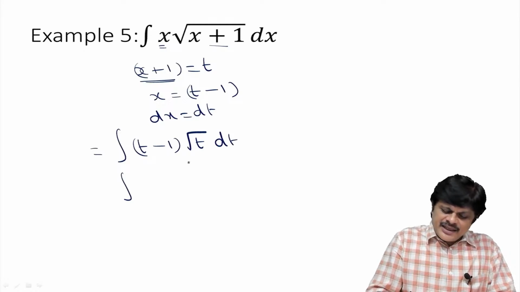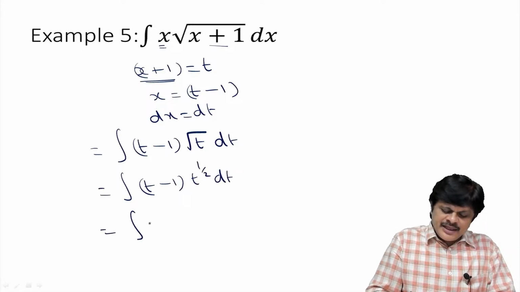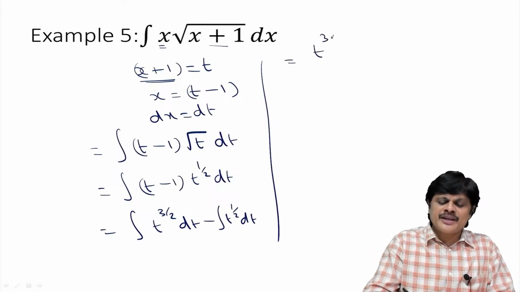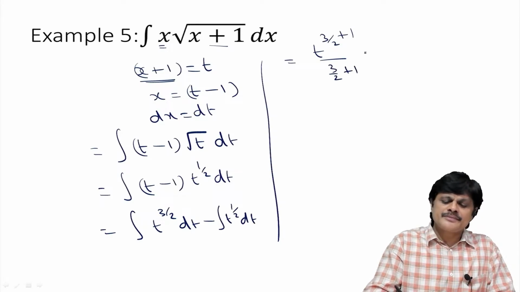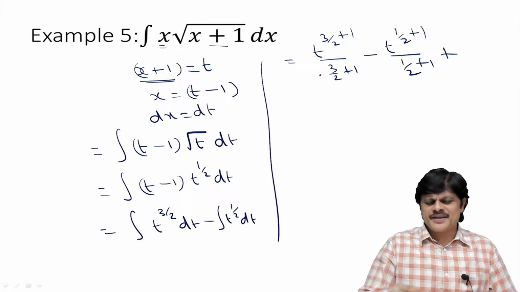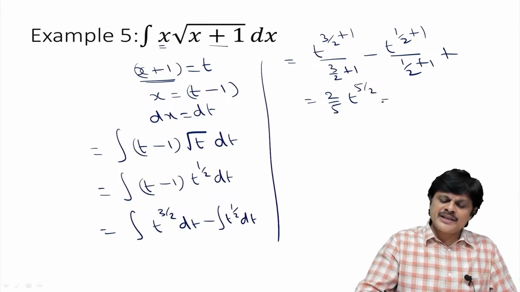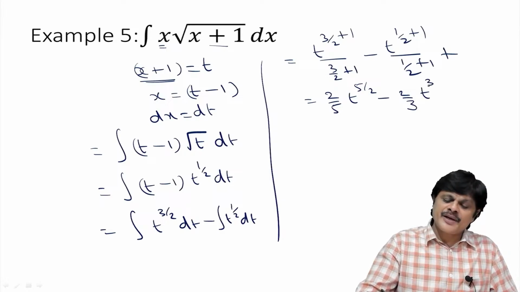So this is integral of t minus 1 times t power half dt. That is nothing but integral t power 3 by 2 dt minus integral t power half dt. It is regular integration. The integral of t power 3 by 2 is t power 3 by 2 plus 1 by 3 by 2 plus 1, minus t power half plus 1 by half plus 1, plus c. That is all simplification. 3 by 2 plus 1 is 5 by 2, so it becomes 2 by 5 t power 5 by 2, minus 2 by 3 t power 3 by 2, plus c.